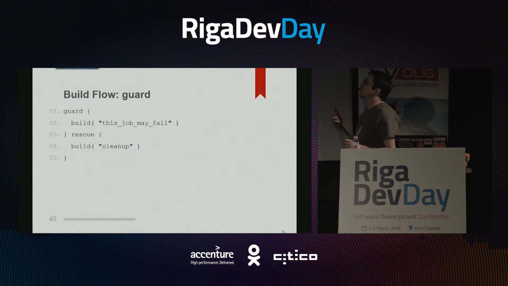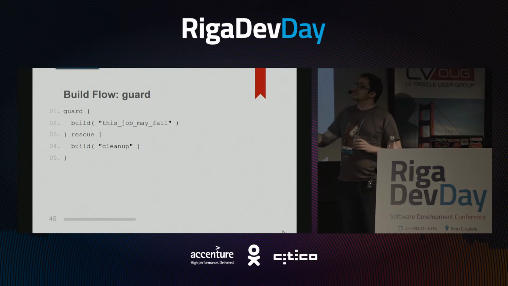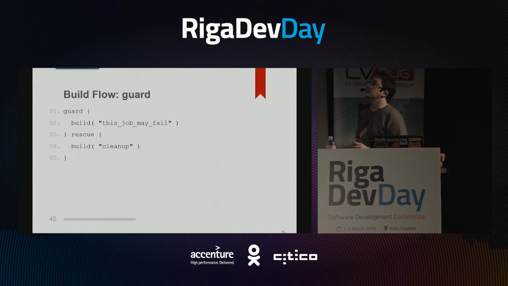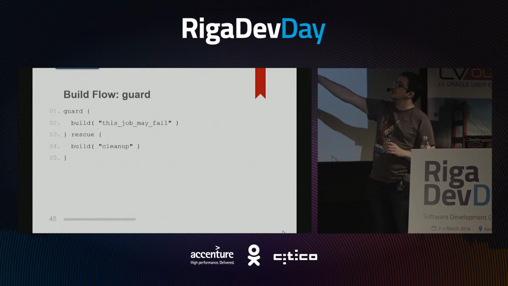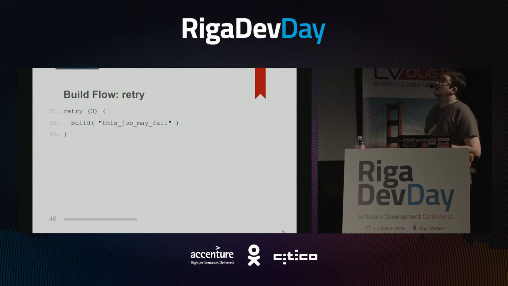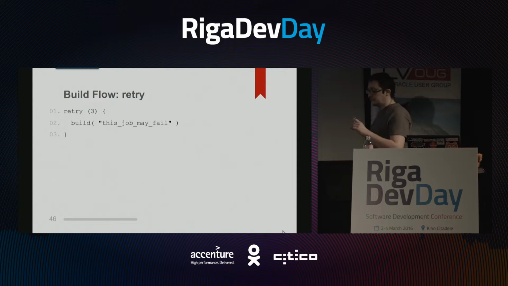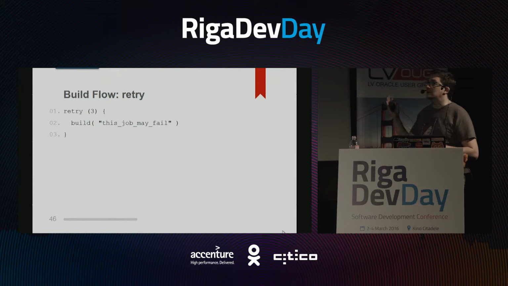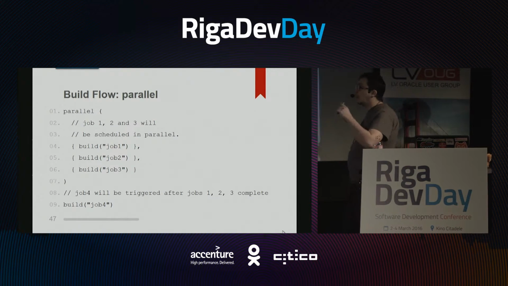Also, what you can do with the build flow is some magic, like a try-catch kind of approach to jobs. So if one job fails, you can say that it should execute another job to do some kind of cleanup. You can also do some retries. For example, if you have some flaky integration tests, you can do a retry on that.